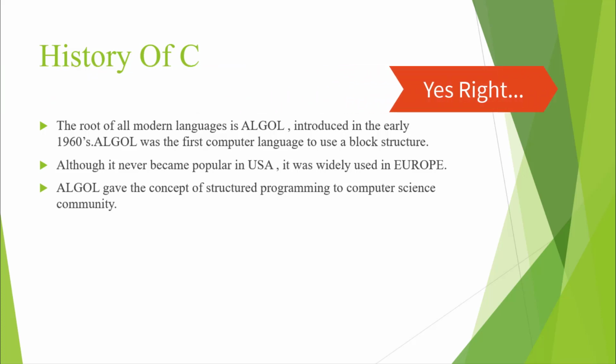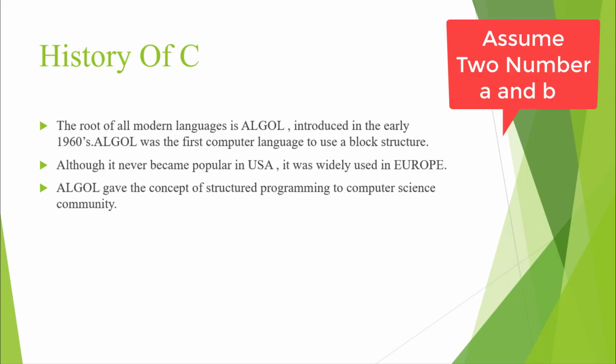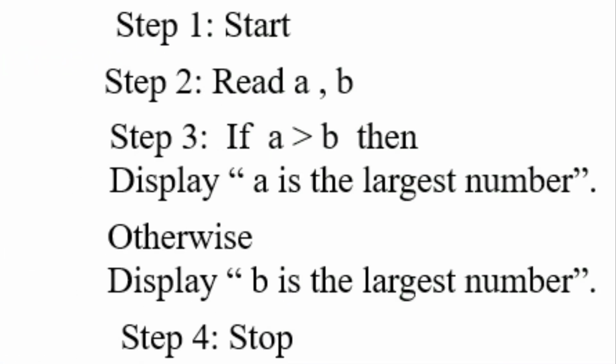Now assume that you have two variables, or you can say two numbers that the user will provide you, and you have to find out which one is maximum. Simple instructions look like this. First step would be start your program. Second step would be read A and B. Third step would be if A greater than B, then what should you do? You should simply display A is the largest number, otherwise B is the greatest number. Then you stop the program.